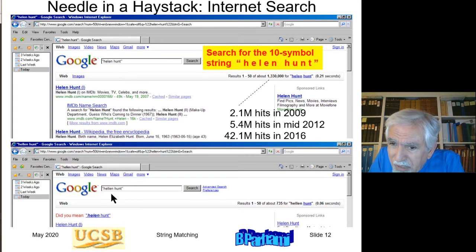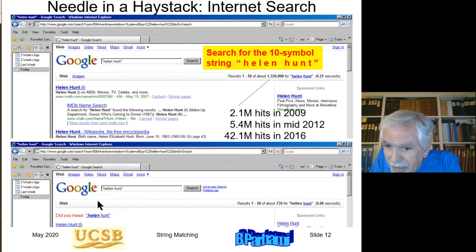Now I did something interesting. I misspelled the name Helen Hunt. I put 2 L's in there to see what happens. Of course, such a person may not exist, but actually there were 735 hits for that misspelled name. So apparently a lot of people misspell that, and in their pages they have that misspelled name. There are 735 such pages.